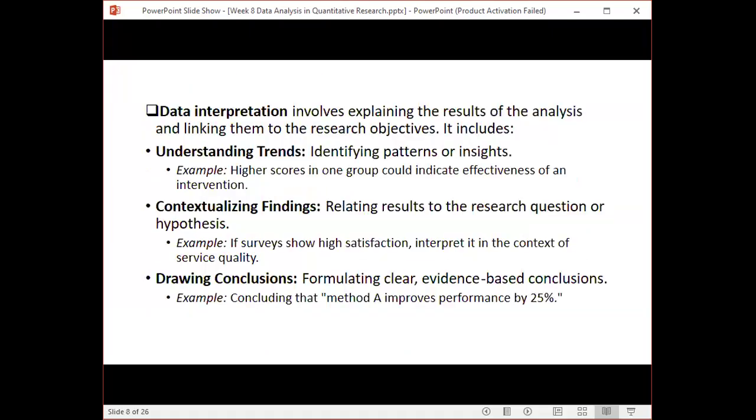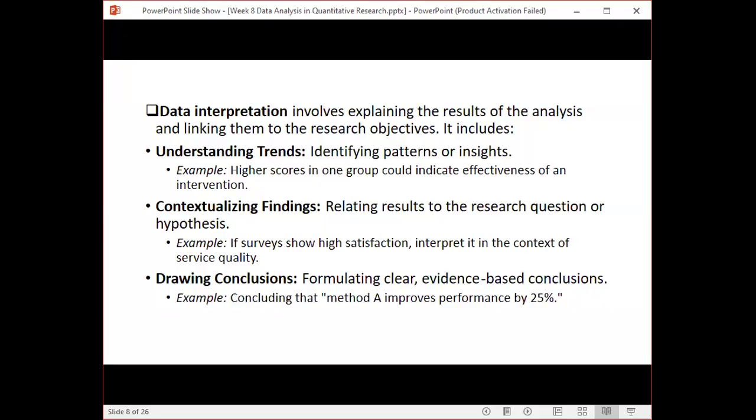Okay. And when you are interpreting, it involves explaining the results of the analysis, and then you are linking them to your research objectives. Don't forget what your research objectives were about. Okay, so you understand the trends, the patterns, the insights, you contextualize the findings, right? Your results have to match up with your research questions or hypothesis, and then you draw your conclusions, and then recommendations follow. So you formulate clear, evidence-based conclusions.